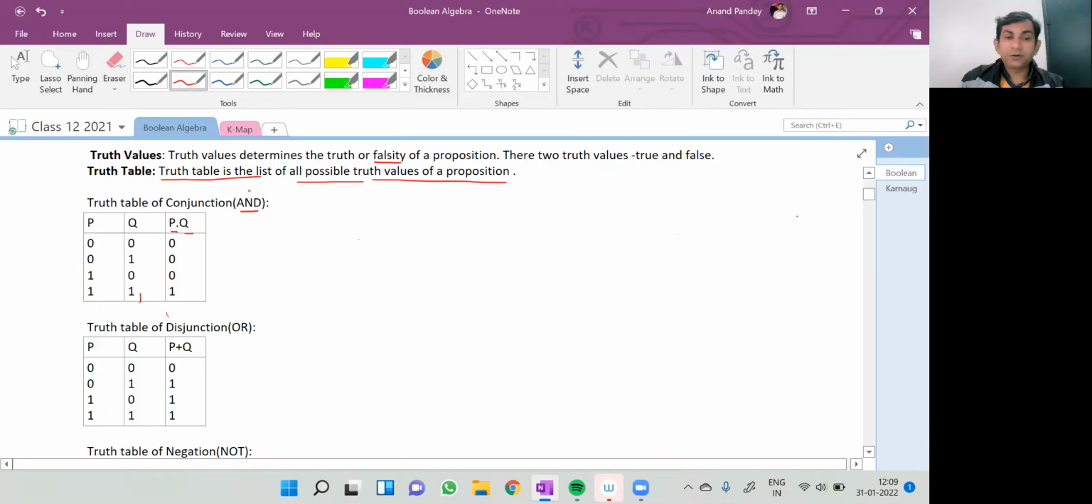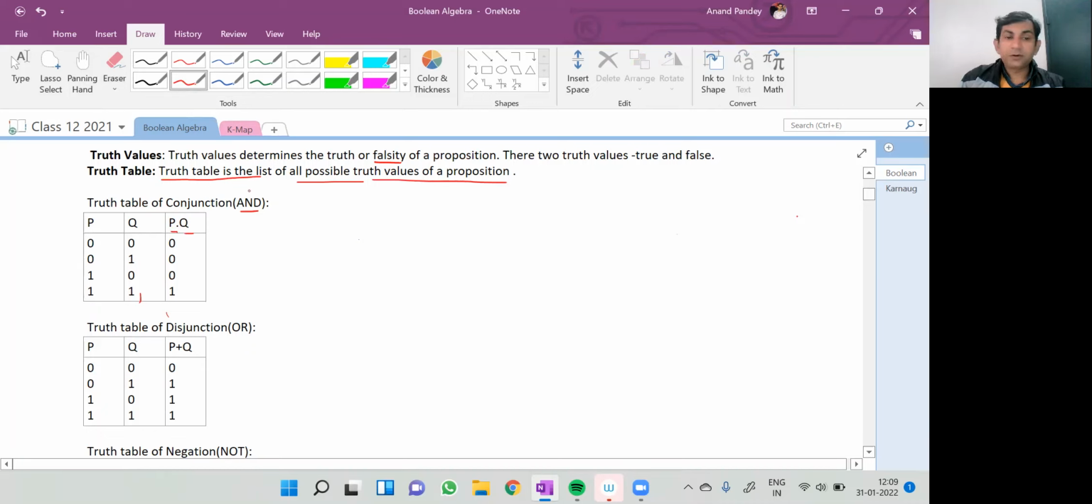So what is the rule for conjunction or AND operation? Here P and Q are the propositions and will be taken as input, and this P dot Q will be the output. Okay. So if any one of the input is 0, the result will be 0.